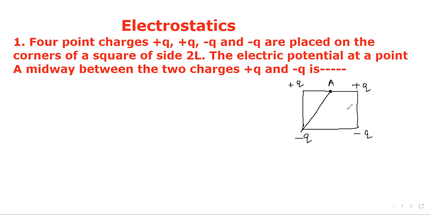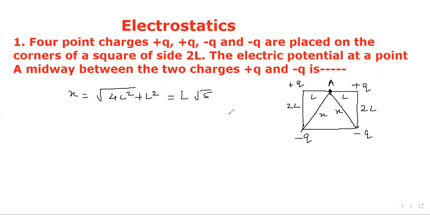So we join this and this. Since side length is 2L, so this will be L, this will be L. Suppose this is X, this will also be X. So first of all, we have to get X. So X can be obtained by using Pythagoras theorem. So it will be root of 4L square plus L square, that is L root 5.